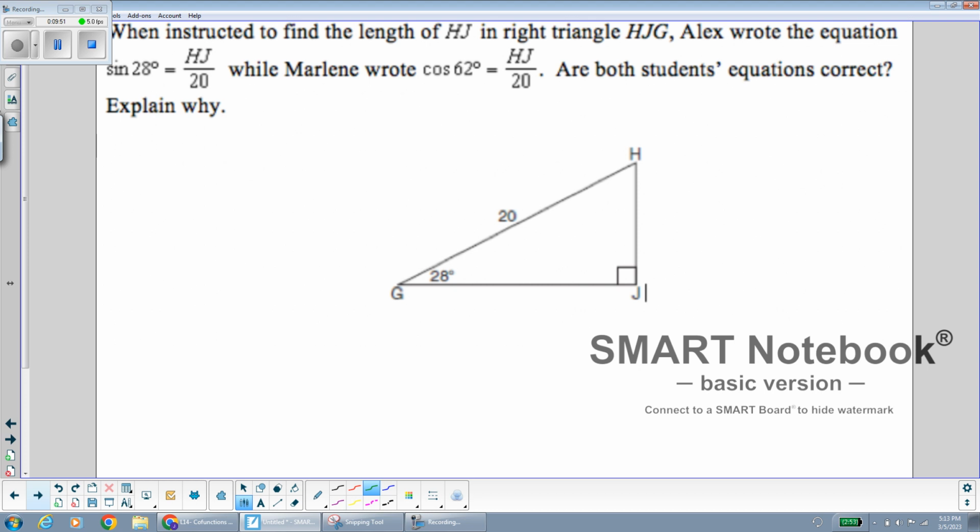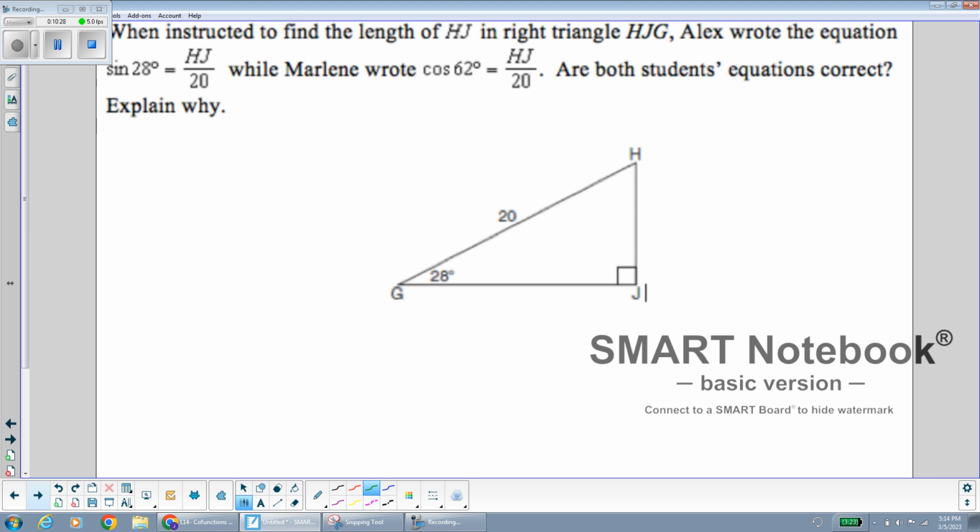When instructed to find the length of HJ in right triangle HJG, Alex wrote the equation sine of 28 degrees equals HJ over 20, while Marlene wrote cosine of 62 degrees is equal to HJ over 20. Are both students' equations correct? Explain why. Take a minute, pause the video, and think about this question. Feel free to draw the diagram on your paper and mark it.